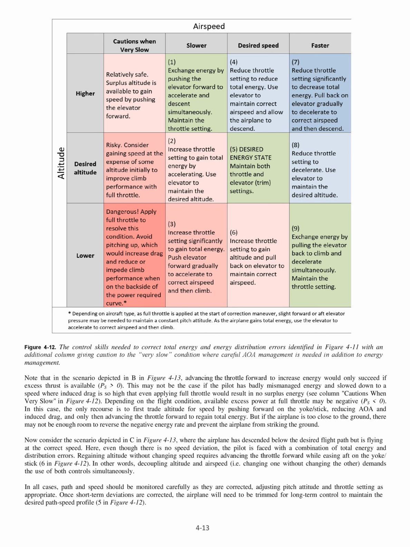In all cases, path and speed should be monitored carefully as they are corrected, adjusting pitch attitude and throttle setting as appropriate. Once short-term deviations are corrected, the airplane will need to be trimmed for long-term control to maintain the desired path-speed profile, 5 in Figure 4.12.